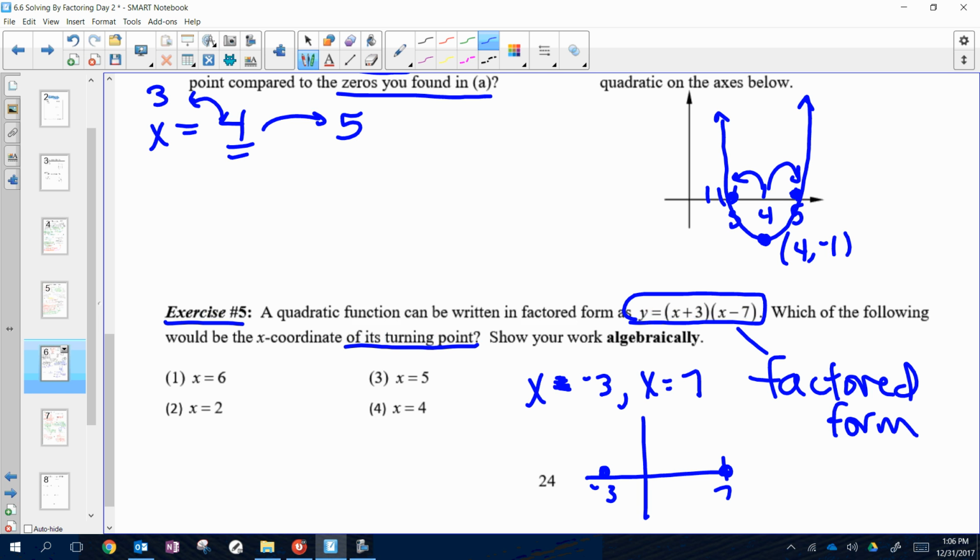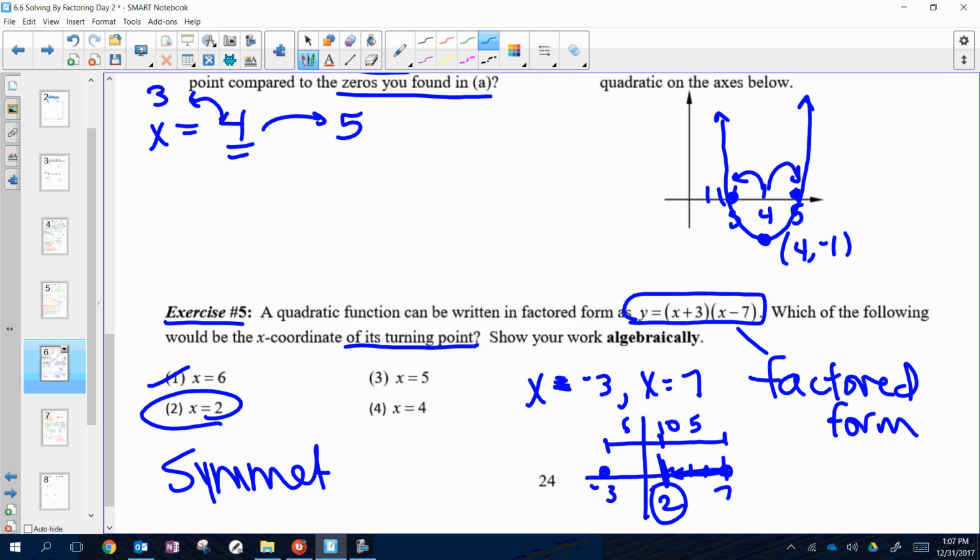From what we just said in exercise 4, our turning point would have to be halfway. So it can't be 6. It can't be, well, it might be 2. Probably not 5. What's halfway between -3 and 7? That's a gap of 10 units. So count back 5, and yep, it's 2. Split that into 2 5s, halfway, halfway. 7 take away 5, x equals 2. So I used symmetry to figure that out. x equals 2.